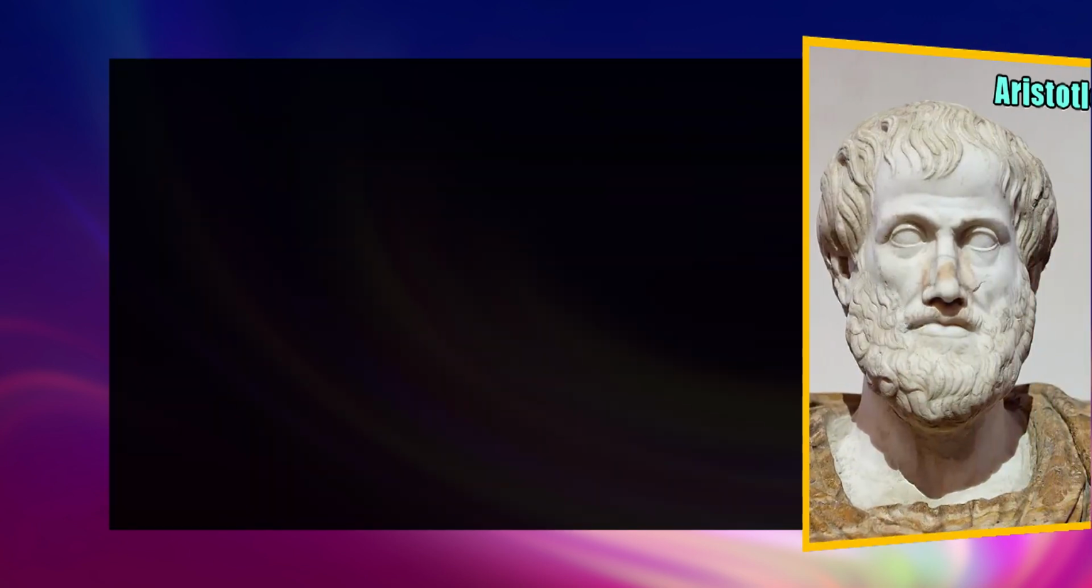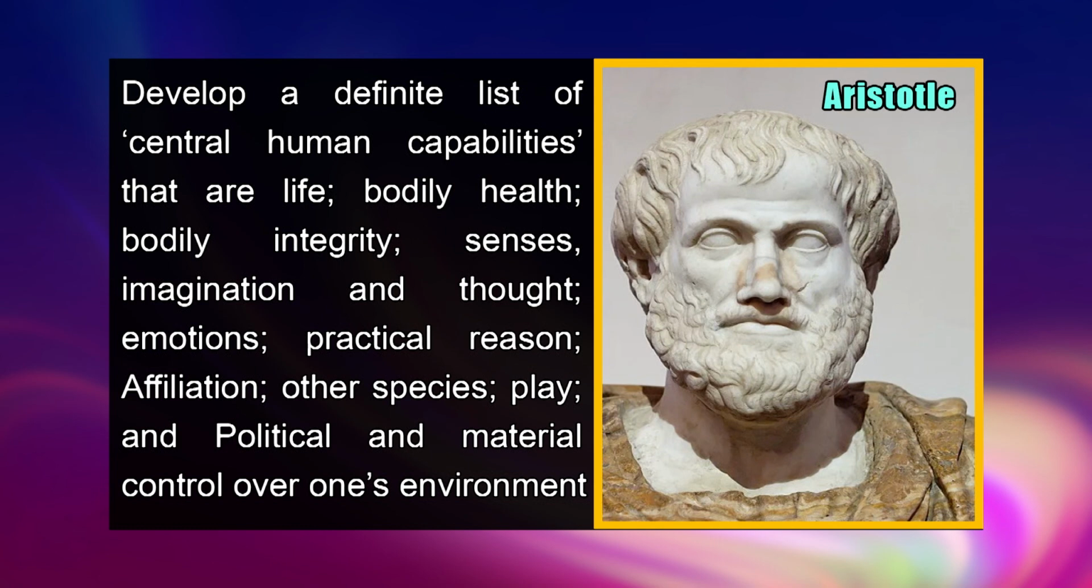The most well-known and influential attempt to complete the capabilities approach can be found in the writings of the feminist philosopher Martha Nussbaum. She draws heavily on Aristotle in an effort to develop a definite list of central human capabilities: life, bodily health, bodily integrity, senses, imagination and thought, emotions, practical reason, affiliation, other species, play, and political and material control over one's environment.